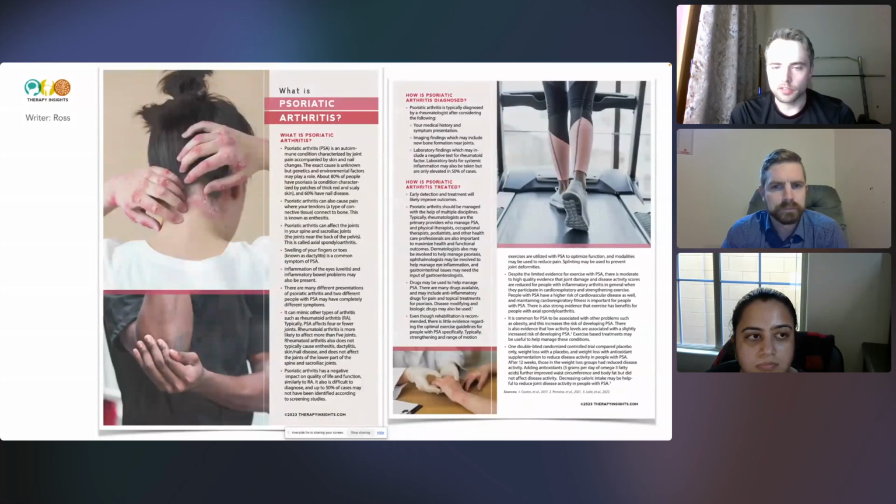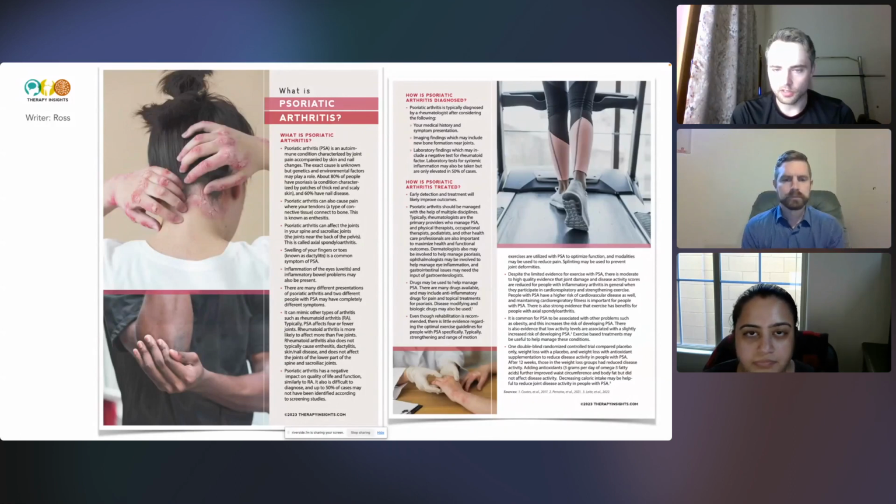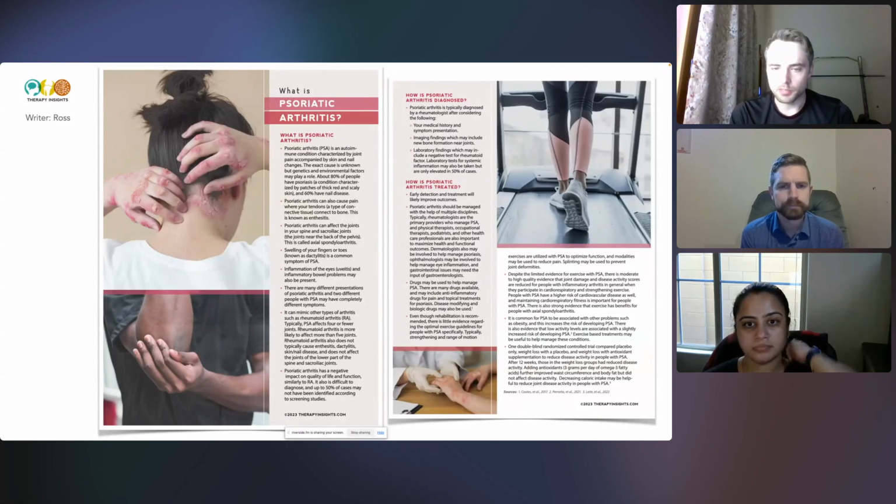There's strong evidence that exercise has benefits for axial spondyloarthritis, and psoriatic arthritis is kind of in that family of disorders that can cause that axial spondyloarthritis. And it's associated with other problems such as obesity. It increases the risk of getting psoriatic arthritis. Low activity levels are also associated with an increased risk of developing psoriatic arthritis, which also kind of reinforces that probably getting people exercising was a good thing if you suspect they might be dealing with this.